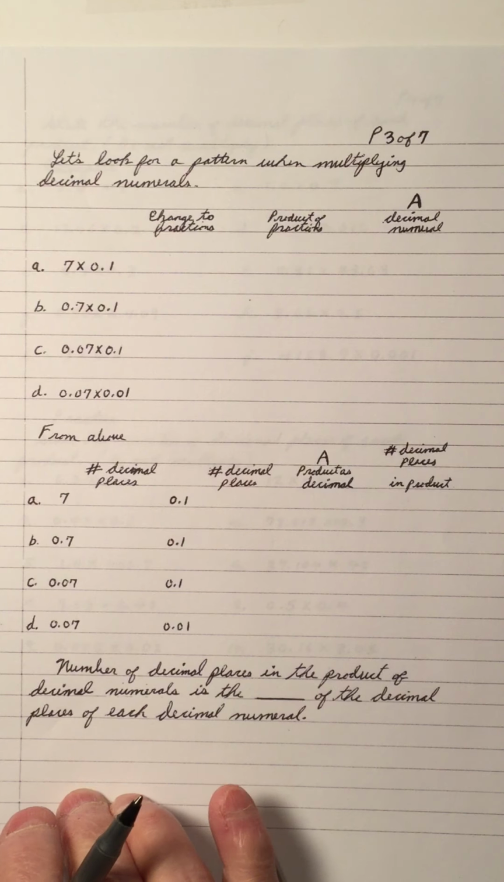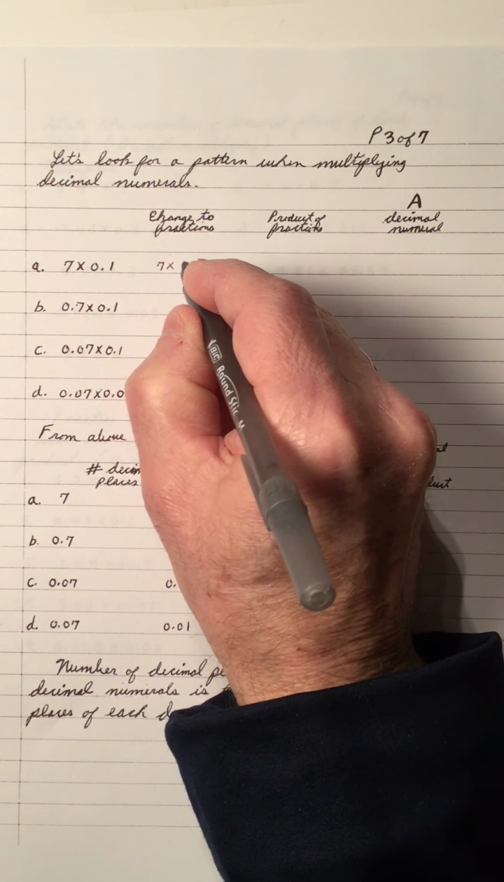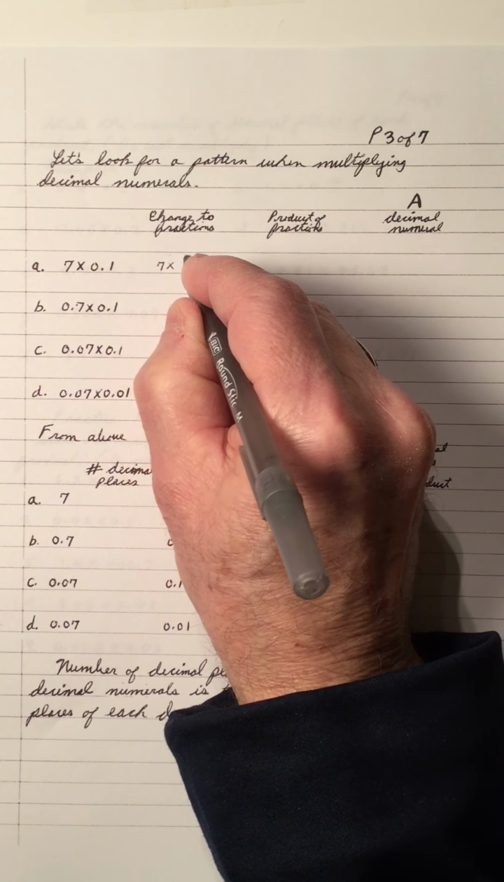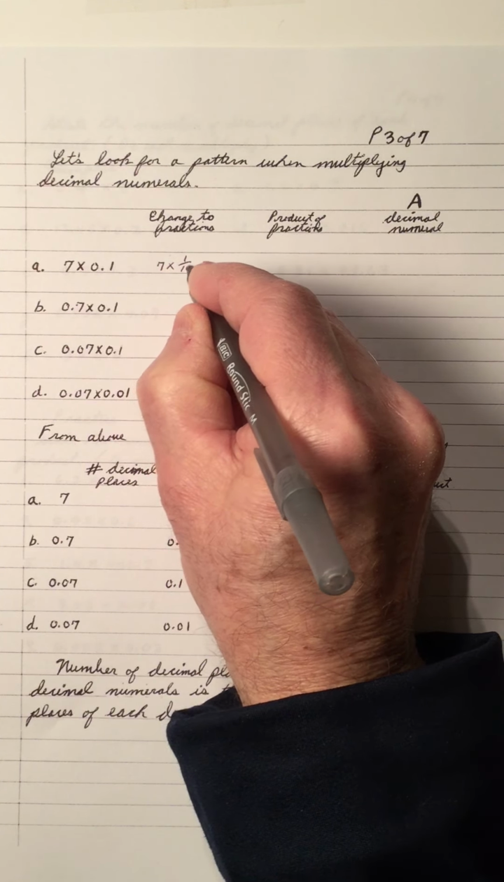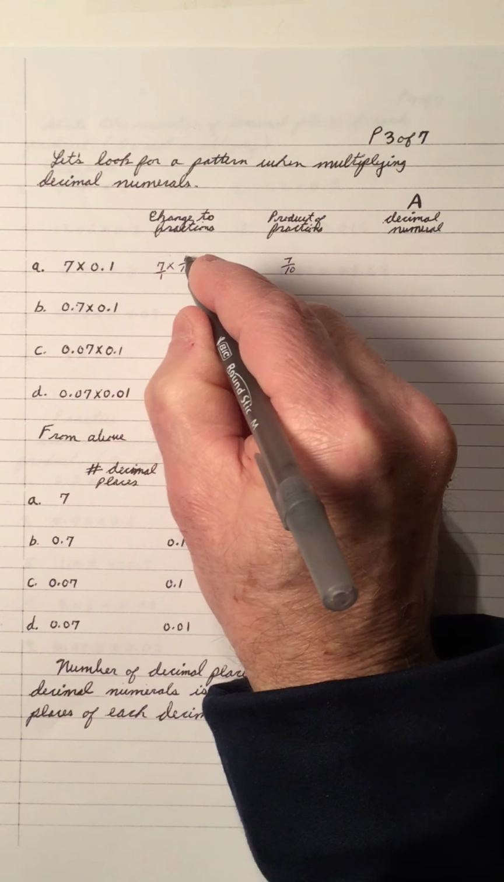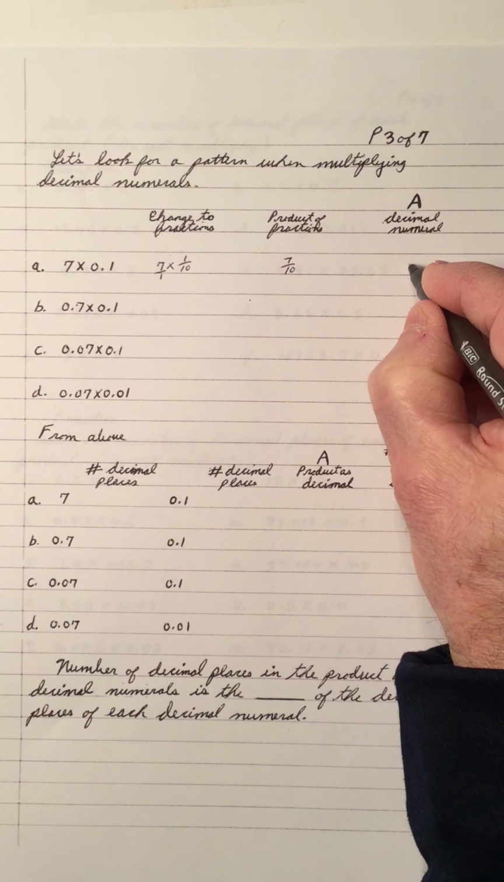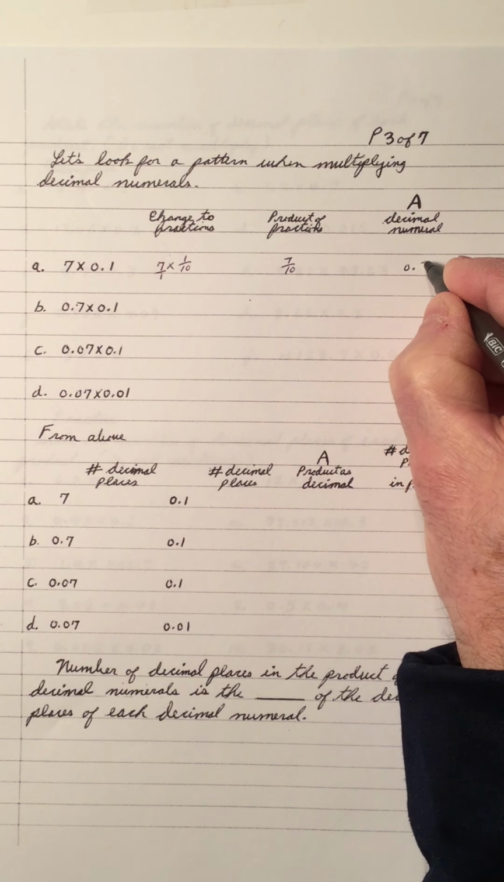Let's look for a pattern when multiplying decimal numerals. 7 times 0.1, which is 1/10. The product of these is 7 over 10, because the 7 is over 1, and we multiply numerators and denominators. A decimal numeral for 7/10 is 0.7.